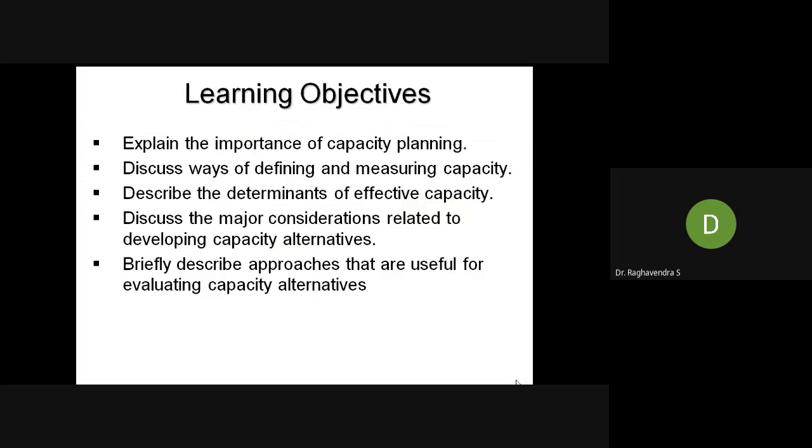These are some of the objectives you will achieve at the end of learning capacity planning. What is capacity planning? The importance of capacity planning. Discuss the ways of defining and measuring capacity planning, and the determinants of effective capacity planning. Discuss the major considerations related to developing capacity alternatives, and briefly describe the approaches that are useful for evaluating capacity planning alternatives. So we'll go one by one.